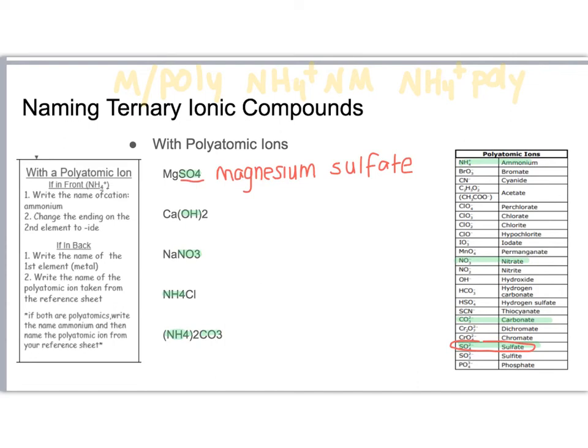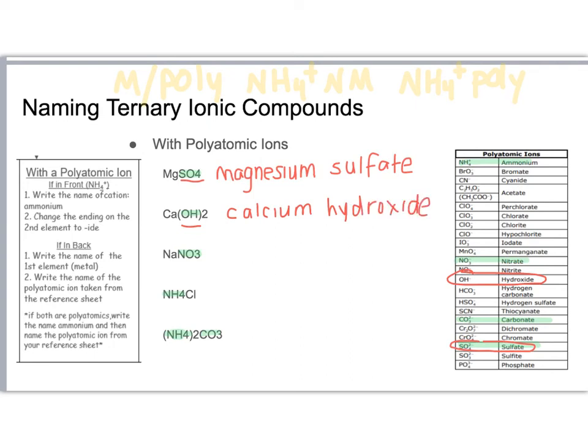The second example also has the polyatomic ion sitting in the back. So I'm going to go to the first element, which is a metal, and I'm going to write its name, which is calcium. It is a type A metal, so I don't need to do anything special to it. I'm then going to look up OH on the list, and you will see that it has the given name of hydroxide.